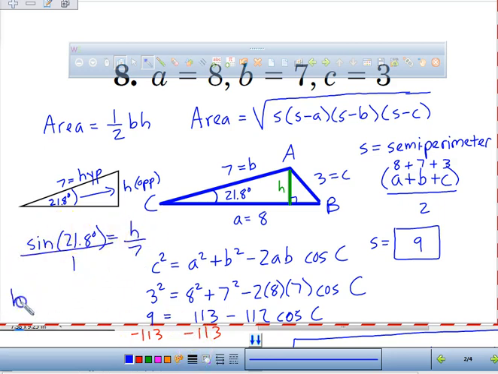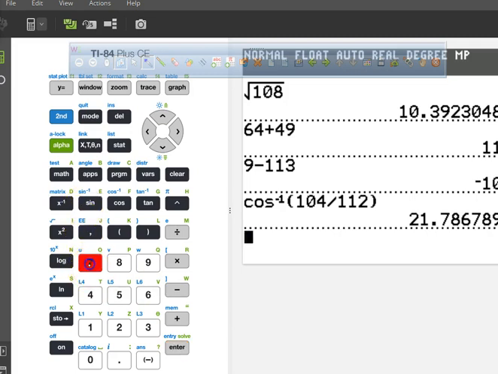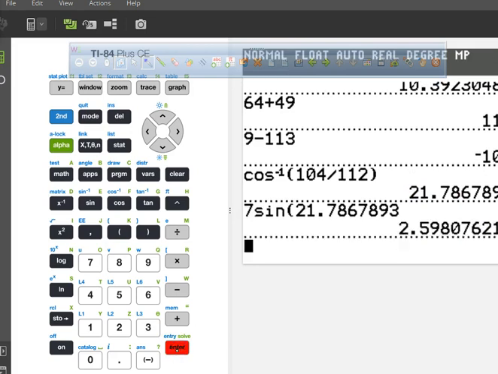When I cross multiply, I get 7 times the sine of 21.8. And that will give me my approximate height if I wanted to use the old formula of base times height divided by 2. So I'm going to go ahead and find that right now. 7 sine 21 point, actually, that's 21 point. I'm going to figure that out. 7 sine. I'm going to grab that whole thing. Press enter. My height is 2.598.